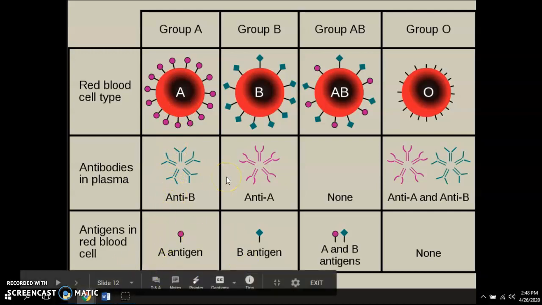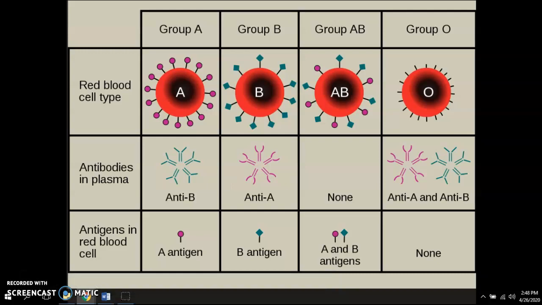So it's a little bit more complex. If you want to look into it, you can. There's awesome videos. You could watch Bozeman Science or Amoeba Sisters, or just look it up. I'm sure that there's even more than that.